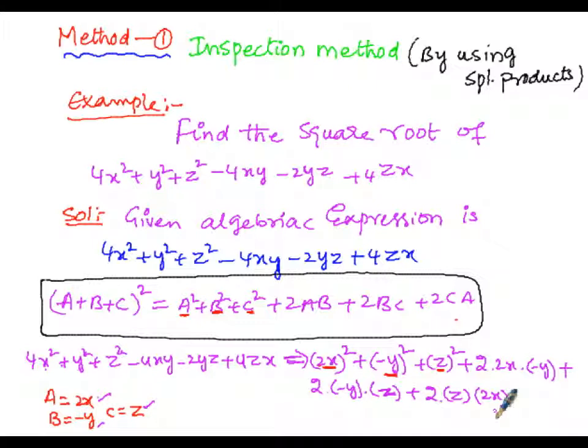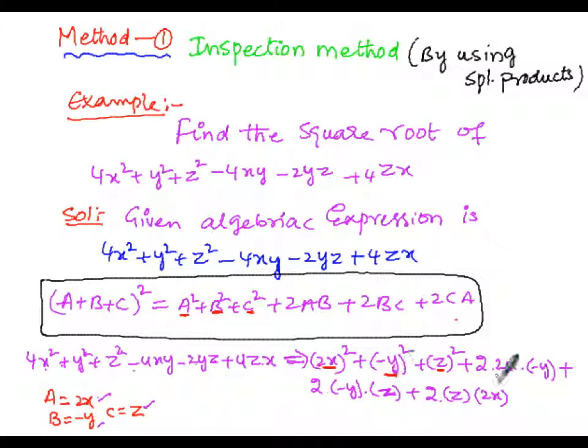Then now let us compare. 2x whole square is 4x square, minus repeatedly multiplied twice, minus of minus, plus y square. Third term z square is z square. Then here plus of minus is minus. 2 2s are 4, 4 into xy is 4xy. Then plus of minus is minus 2 into y into z is 2yz. Then plus 2 2s are 4 into zx, 4zx.